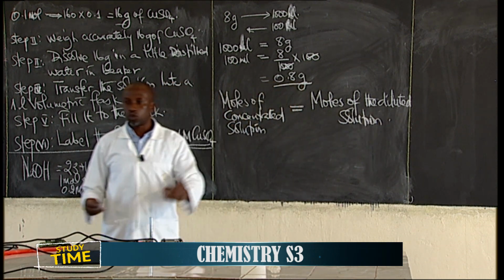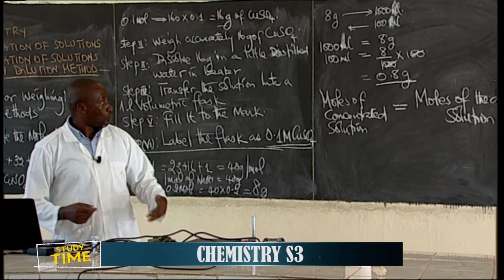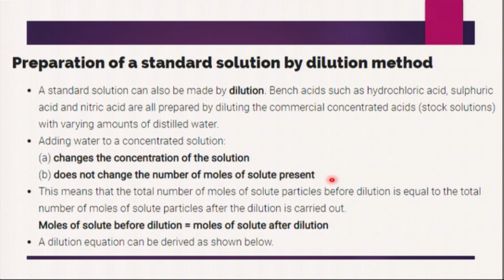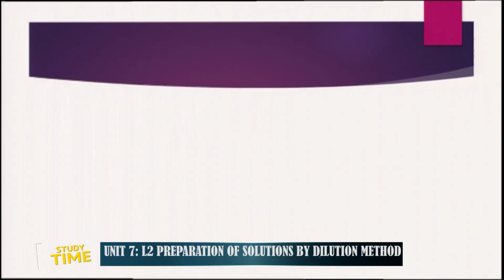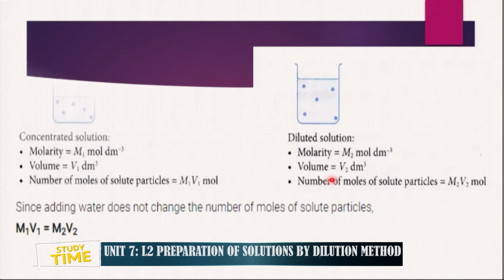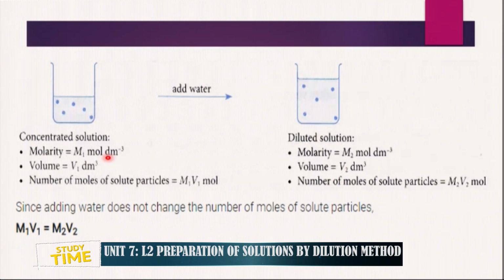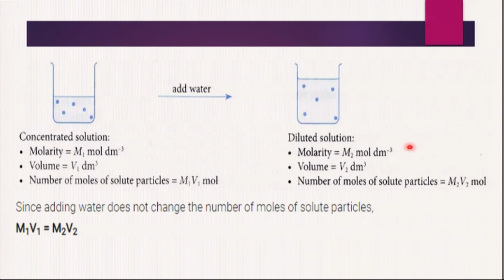The moles of the concentrated solution is equal to the moles of the diluted solution. In most cases, this is what we use. So we have a concentrated solution, and then you add water. But we need to know how much water has been added so that we know the volume that will help us. Meaning, the moles of the concentrated solution, moles is equal to molarity times volume. So in most cases, we use M1 V1.